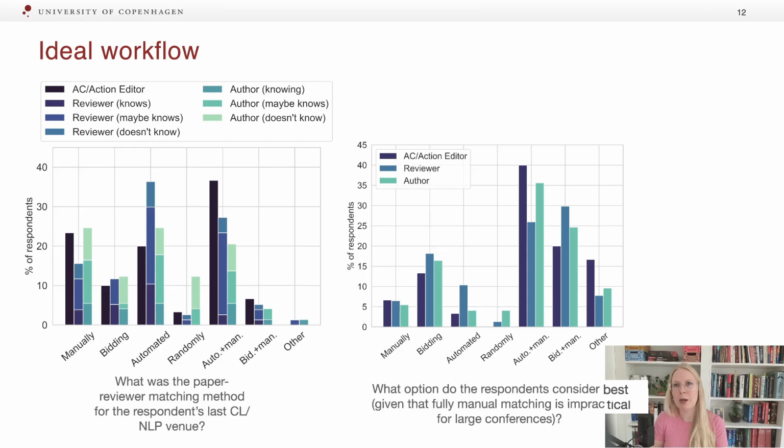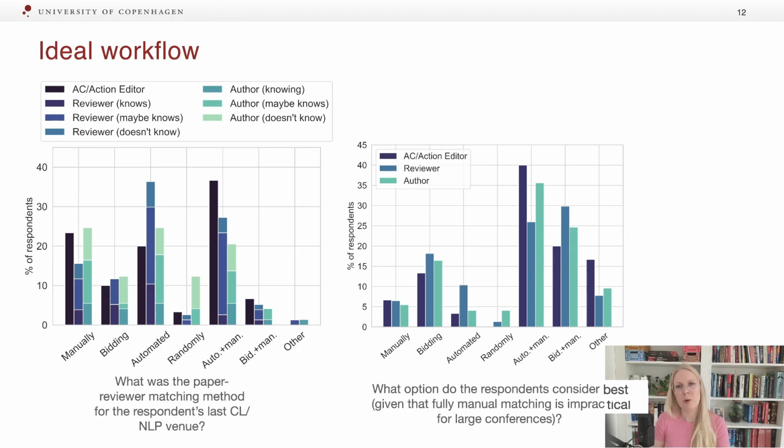Currently, there are 4 main ways of processing paper review assignments for NLP venues: manually, through bidding, through automated similarity-based methods, and randomly. And then there are mixes of those. We described these options to the respondents and asked them what they knew or believed to be the method used for their last venue. Reviewers and authors were further asked whether they knew, or maybe knew, or had to make a guess. And we see on the left plot that a large part of reviewers and authors were uncertain or unaware of how paper review assignments were made, which to us suggests a lack of transparency in the process.